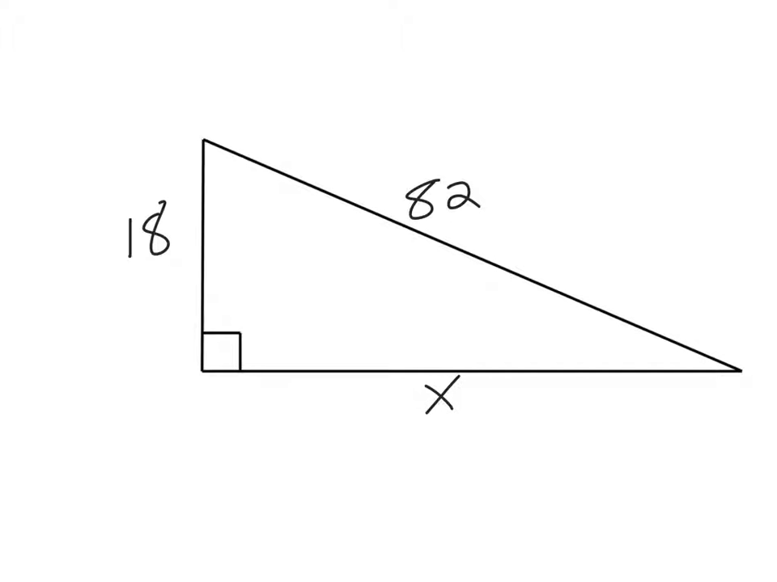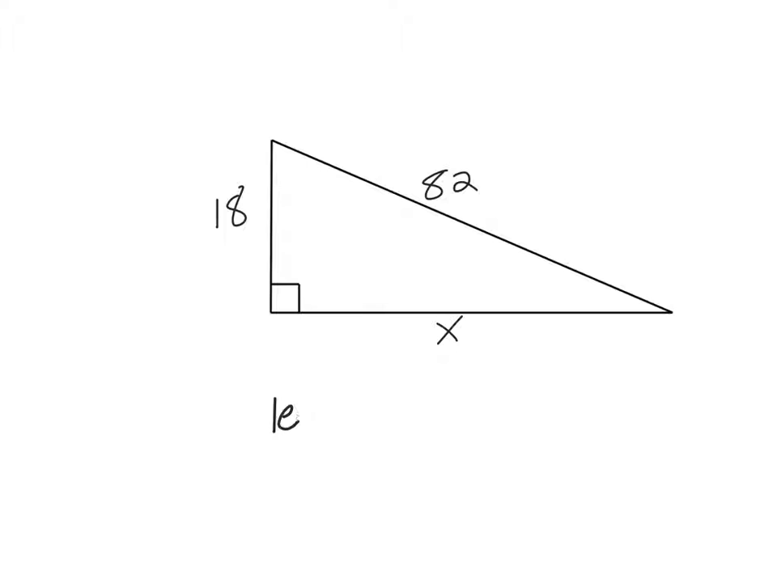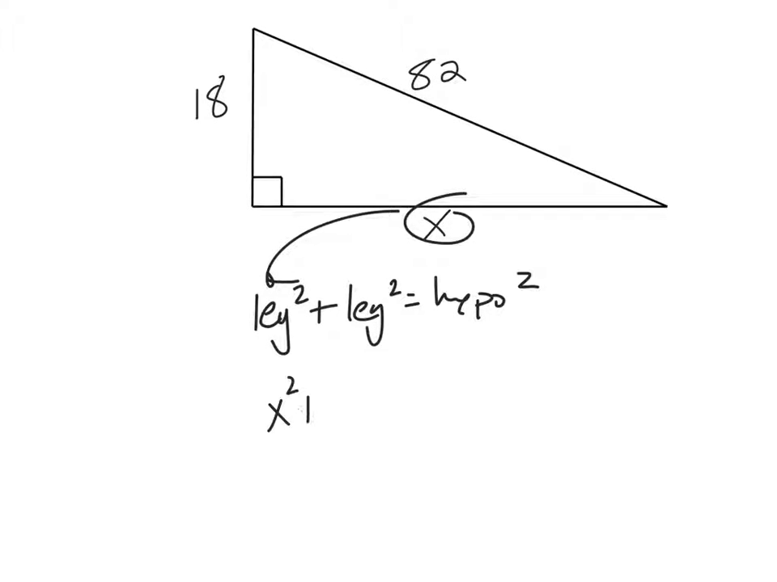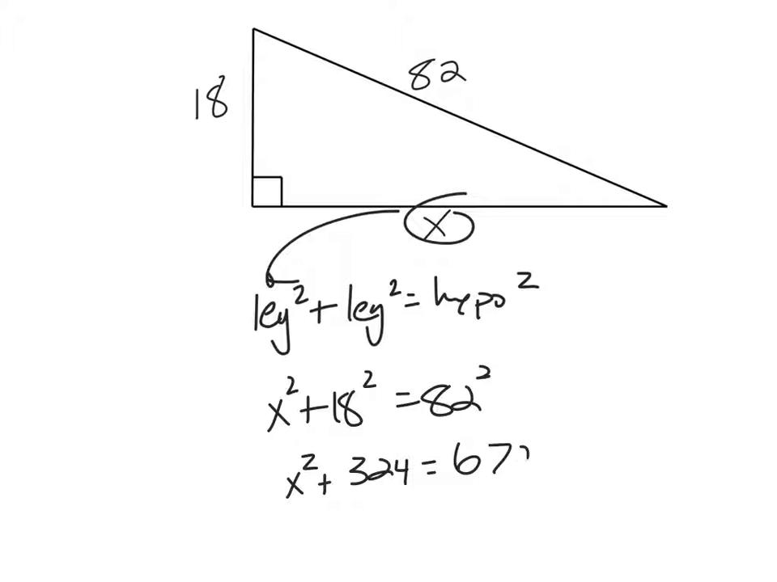All right, let's do it. Let's see. Leg squared plus leg squared equals hypotenuse squared. My x is a leg, so x squared plus 18 squared equals 82 squared. From there, the problem is pretty simple. I just got to do 18 squared. 18 times 18 is 324 equals 82 squared, which is 6,724.